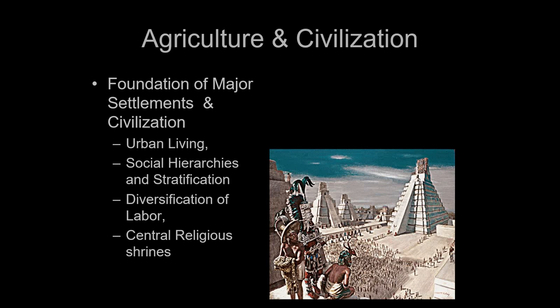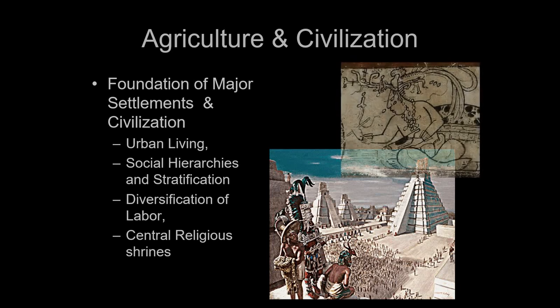They wouldn't have had the diversification of labor and the social stratification and hierarchies. And all of this, of course, leads to urban living, central religious shrines, scribes, priestly castes, kings, elites, and all of the art that we see. And so much of the art, as I've demonstrated, is going to be a reflection of the agricultural world.